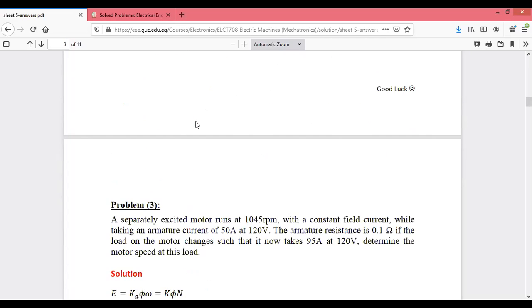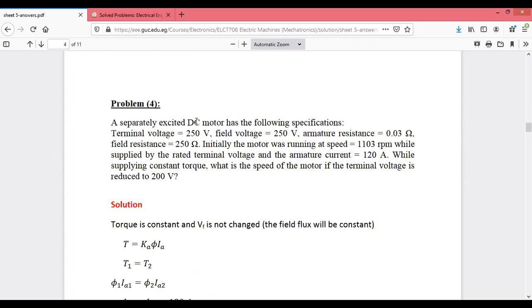Now again, if you see here, we have a separately excited DC motor with specifications like terminal voltage. It means the given input voltage is 250 volt, and the field voltage VF is also the same value. The armature resistance is the same, and the field resistance is 250 ohm. Initially the motor was running at 1103, which you can take as N, while supplied by the rated terminal voltage and the armature current.